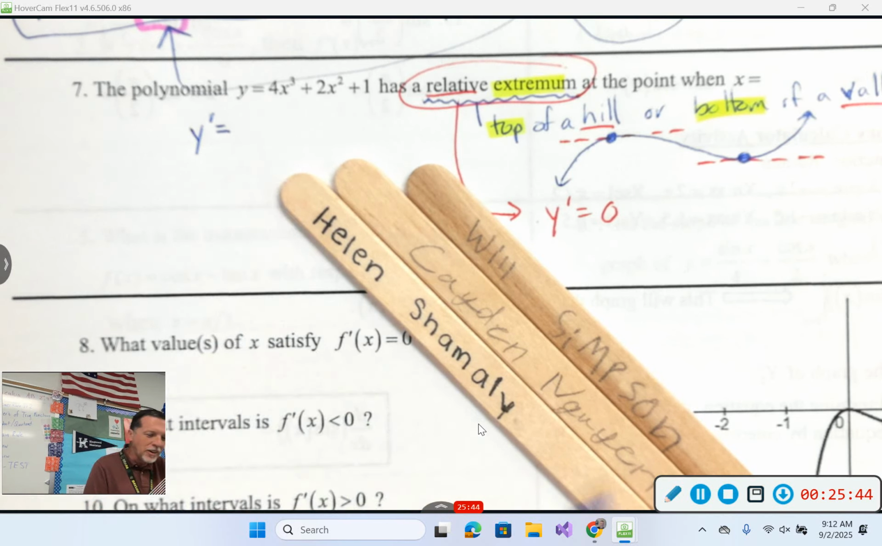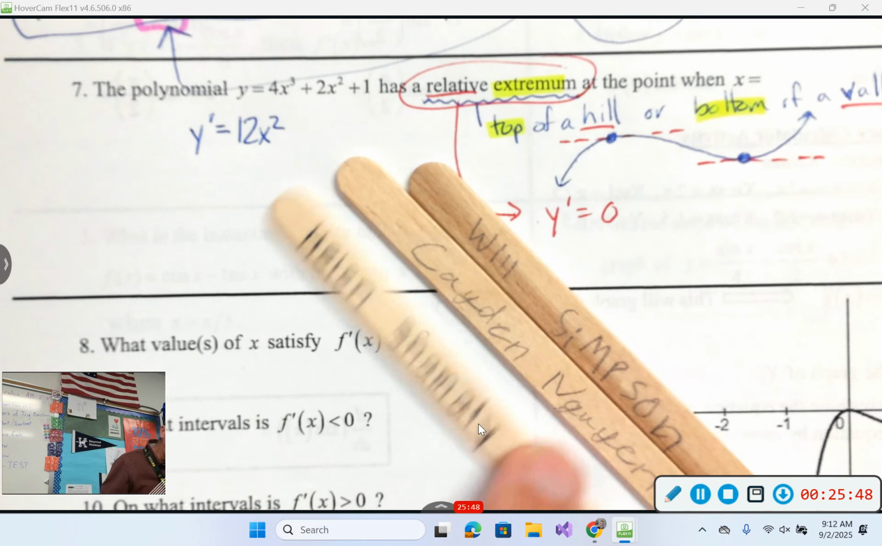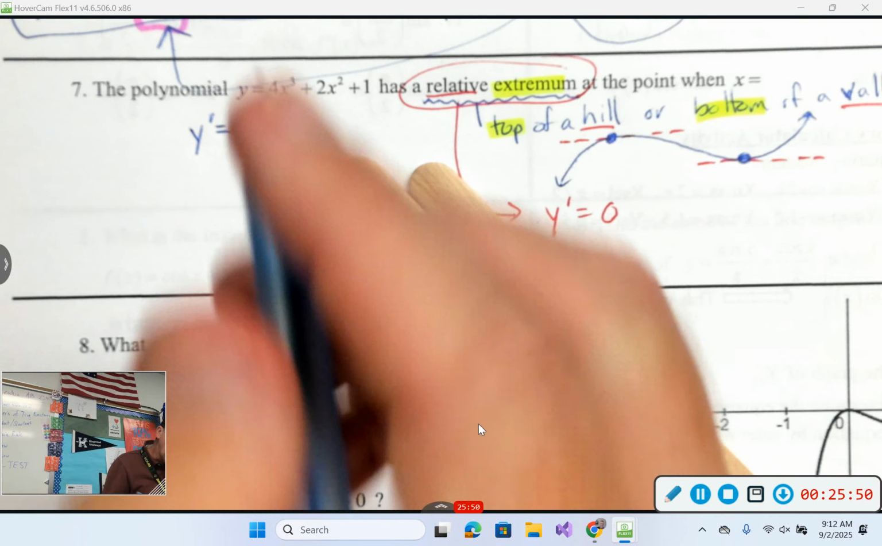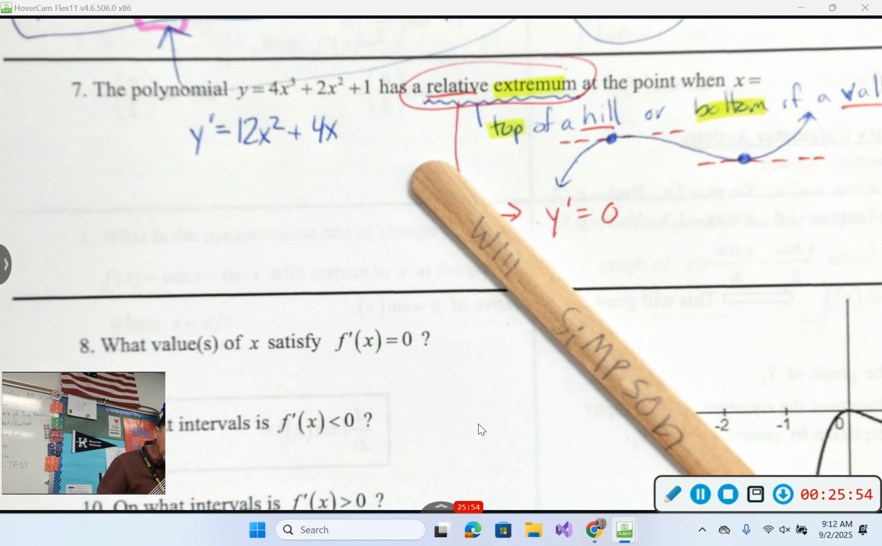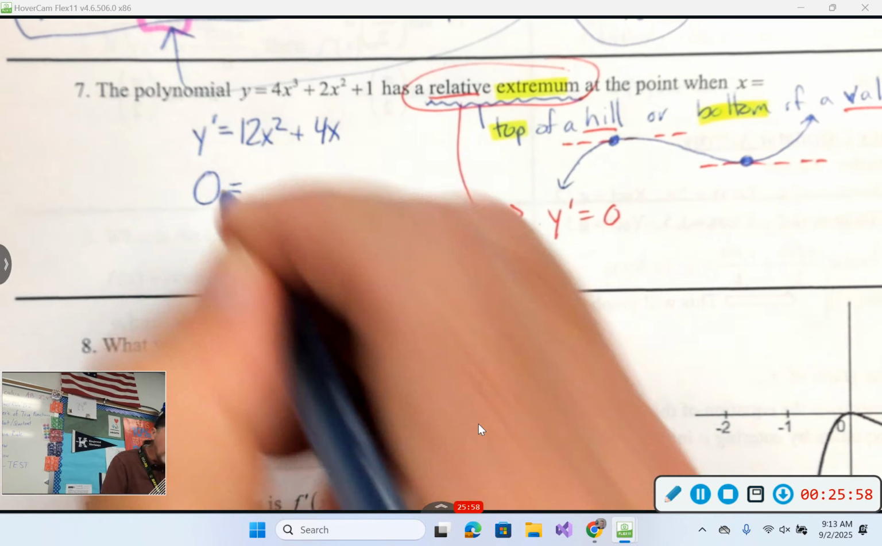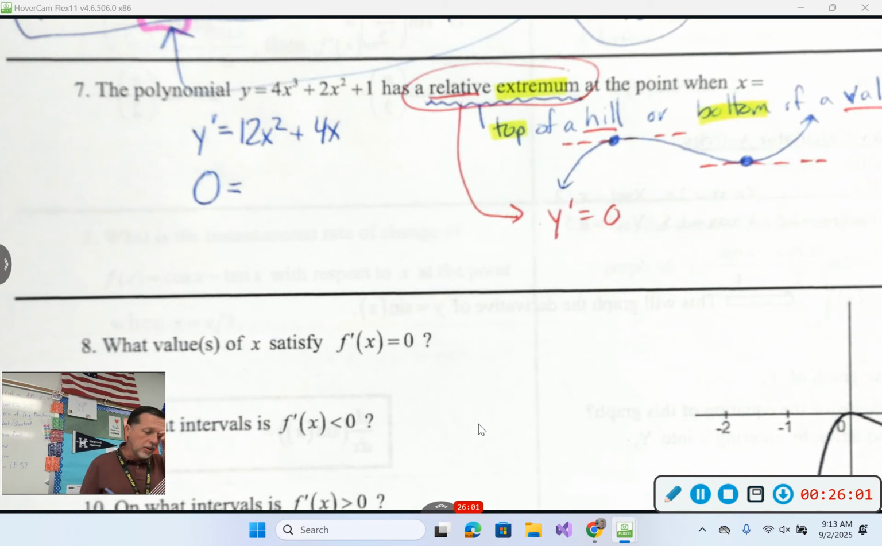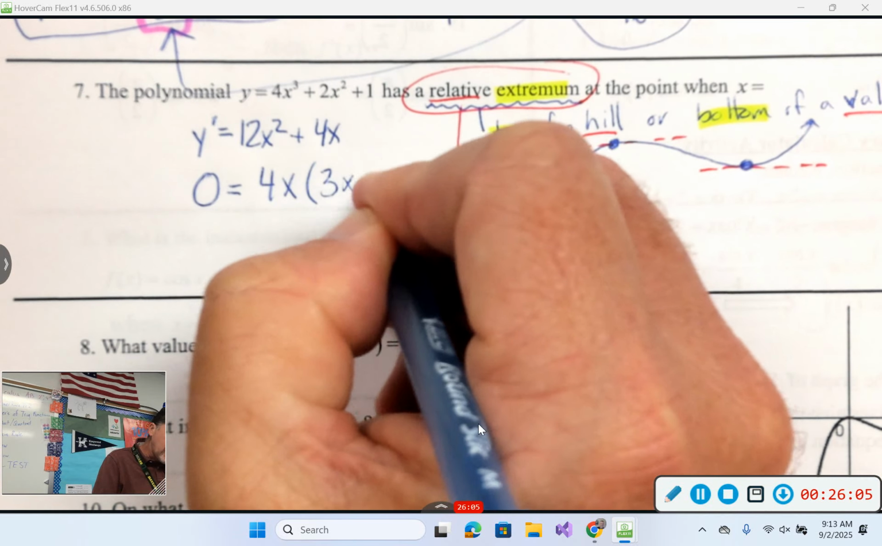Helen, back to this problem. What's the derivative of 4x cubed? 12x squared. Caden, the derivative of 2x squared. 4x. And Will, the derivative of 1, 0. And we want to know where this is 0. So a little algebra here. Factor out a 4x.